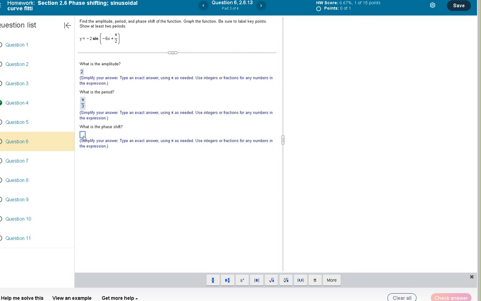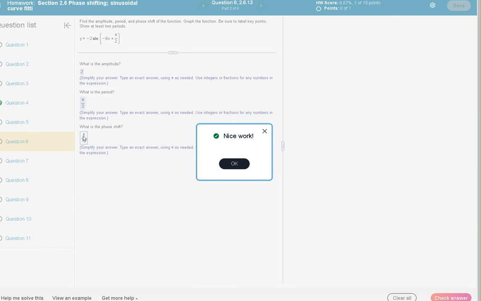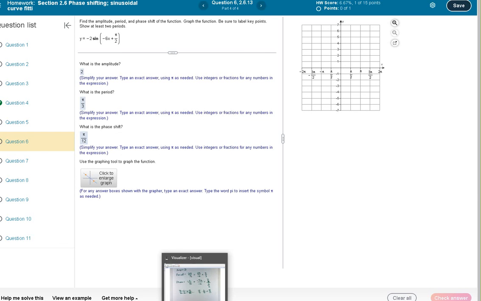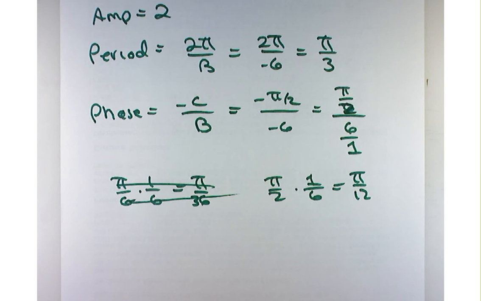So yeah, what I'm saying is that I don't think they're going to put the negative in with the period, so I just dropped it. So pi over 12. Nice work. Yeah, so that's probably more formally like this.